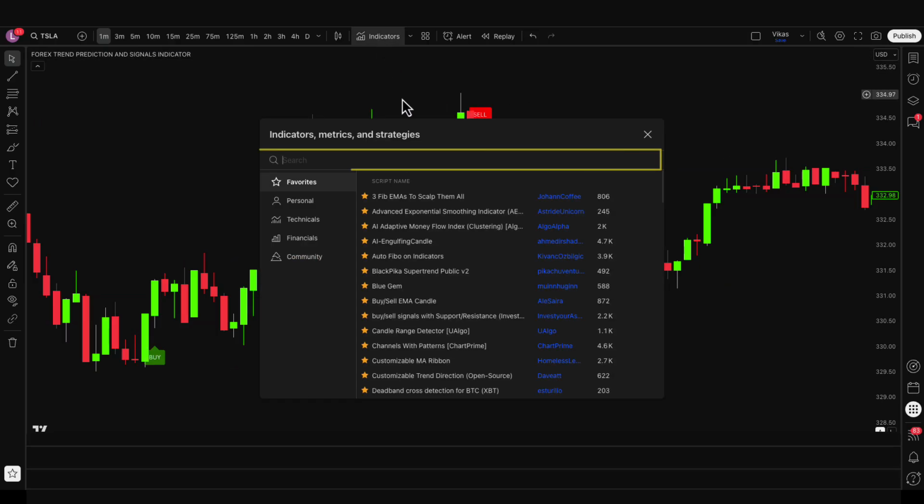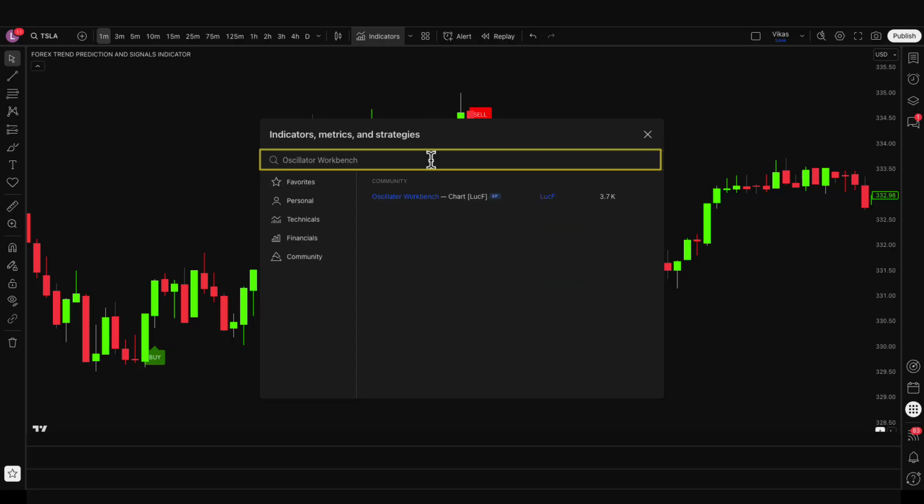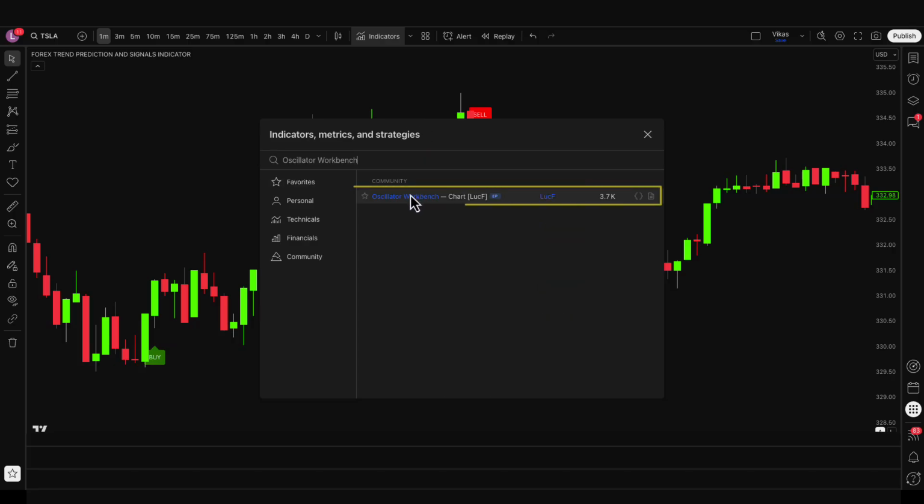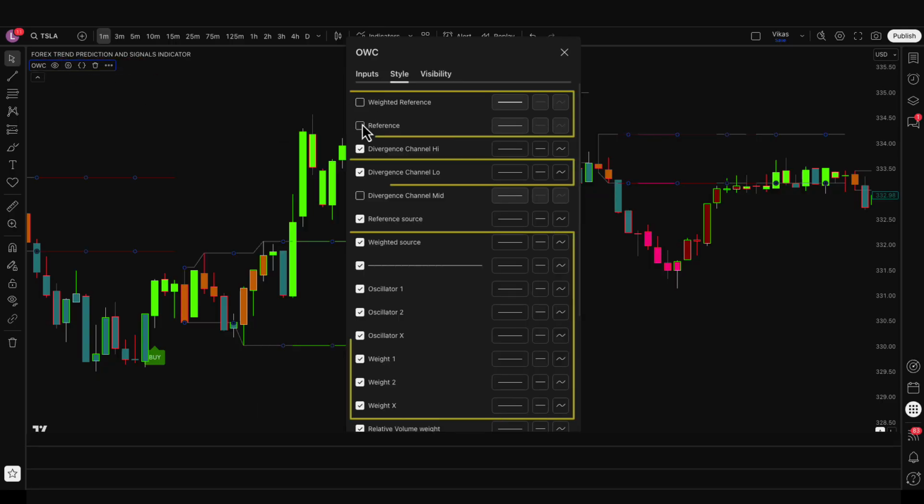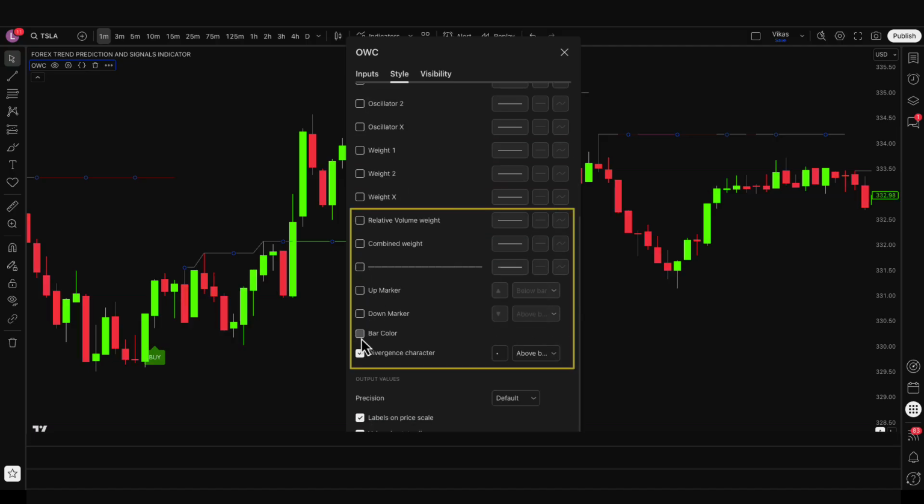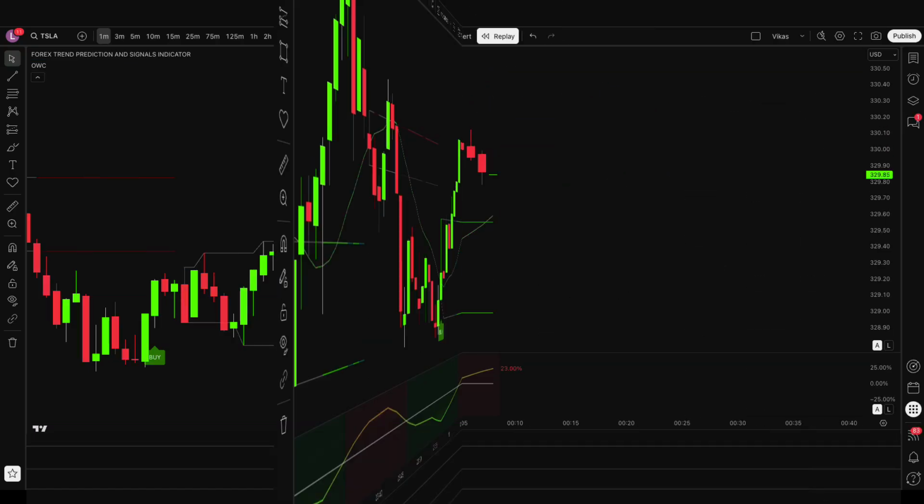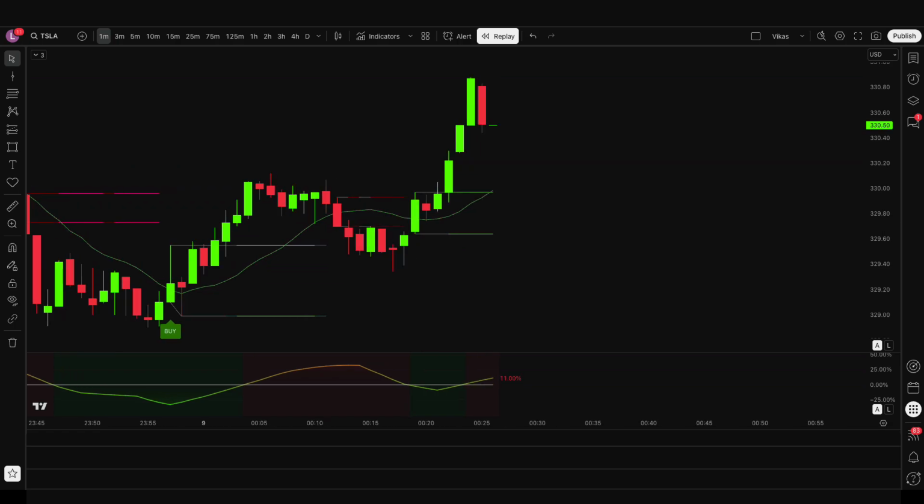We will search the oscillator workbench indicator in the search box of TradingView. After that, we have to click on the oscillator workbench option, in which we have to change some settings. We need to hide these options. We need to hide these options. After this, we will understand the next trading setup on the chart.